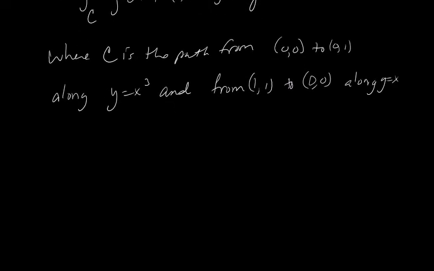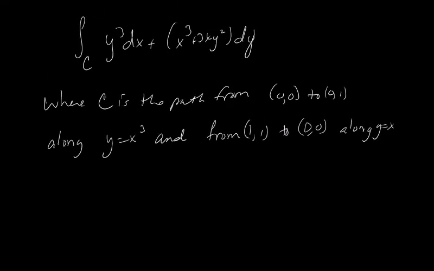First of all, I want you to notice that this is not a conservative field. The derivative of y cubed with respect to y would be 3y squared. The derivative of x cubed plus 3xy squared with respect to x would be 3x squared plus 3y squared. So this does not have a potential function. If it did, and we integrated around a closed curve, we would get 0, as we saw in the last section. But this is not a conservative field, and that is why we are using Green's theorem to calculate this.